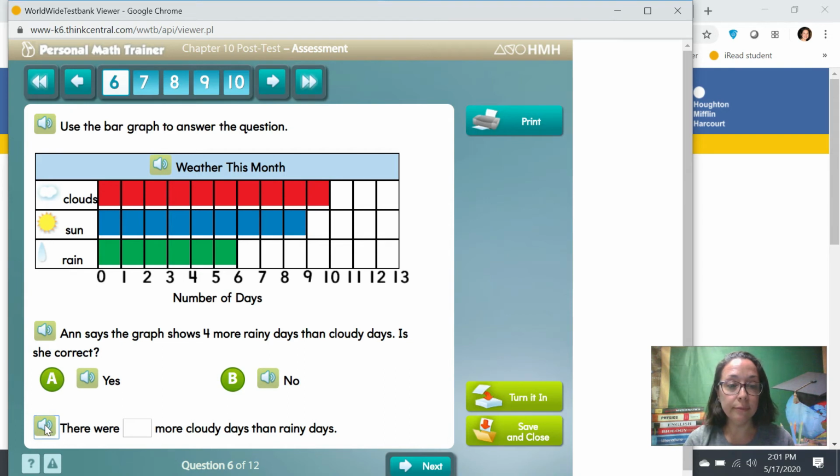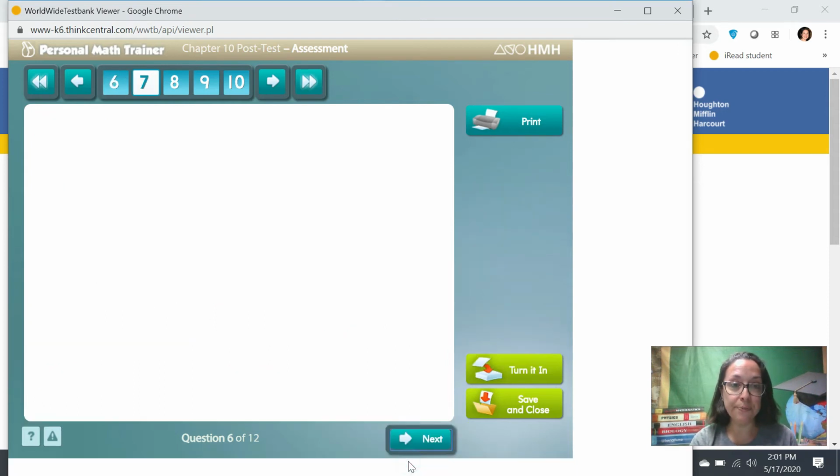There were blank more cloudy days than rainy days. Dice, ¿cuántos días más había nublado que lluvioso? So you're going to have to put a number in that box. Vas a poner el número de cuántos más nublado que lluvioso. So this time we're looking at the top bar and the bottom bar. Esta vez estamos mirando la arriba y el abajo. We are not looking at the sun for this question.